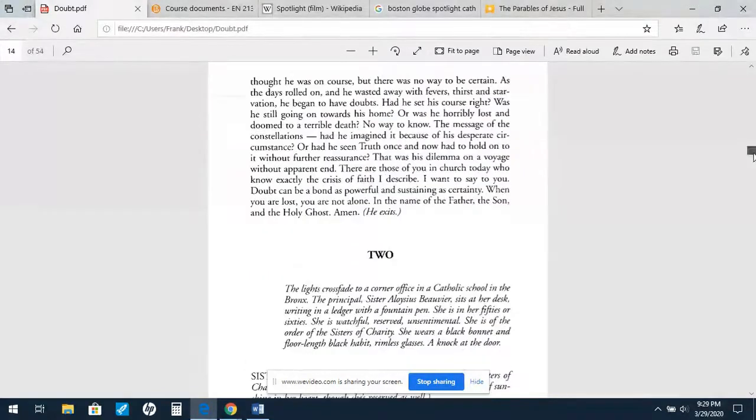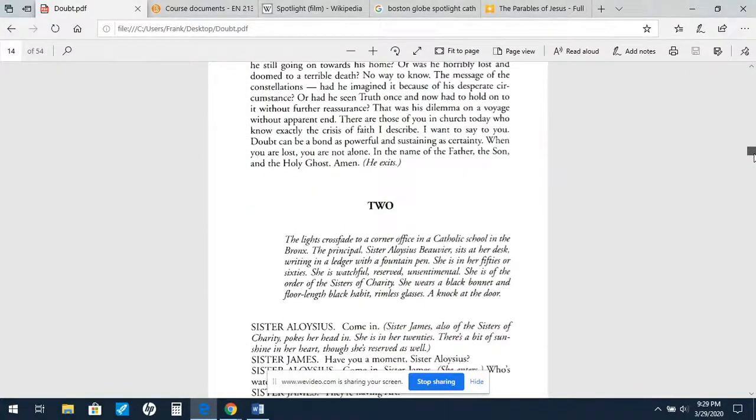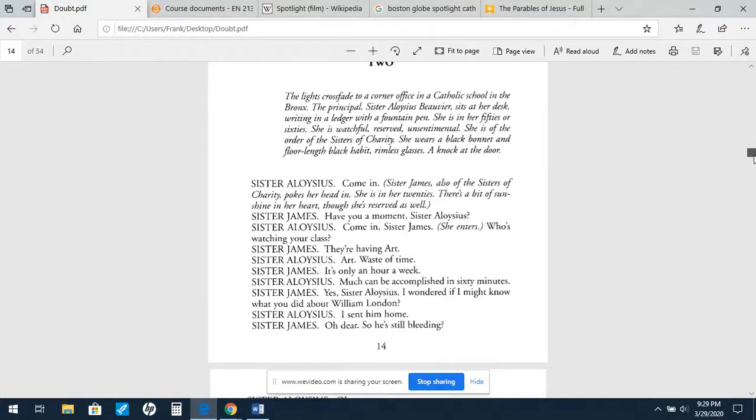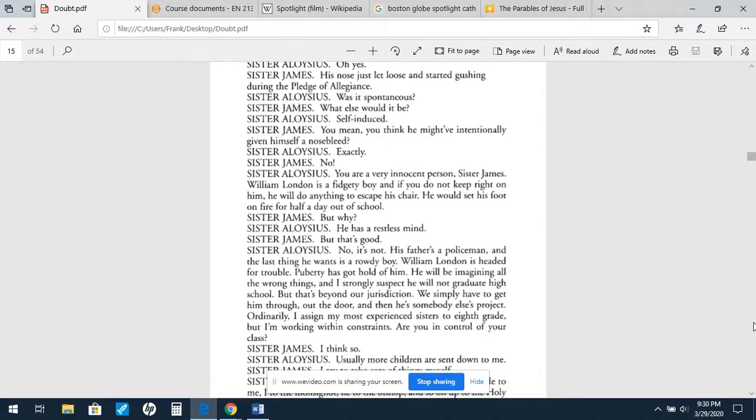Scene 2 then changes. We now go to Sister Aloysius and Sister James. Sister Aloysius is described as a woman in her 50s or 60s. She is watchful, reserved, and unsentimental. Sister James is much younger. She's in her 20s, and she's a novice, as this dialogue establishes. She's still early in her career. She's just become a nun. She's a teacher, and Sister Aloysius is essentially giving her advice.